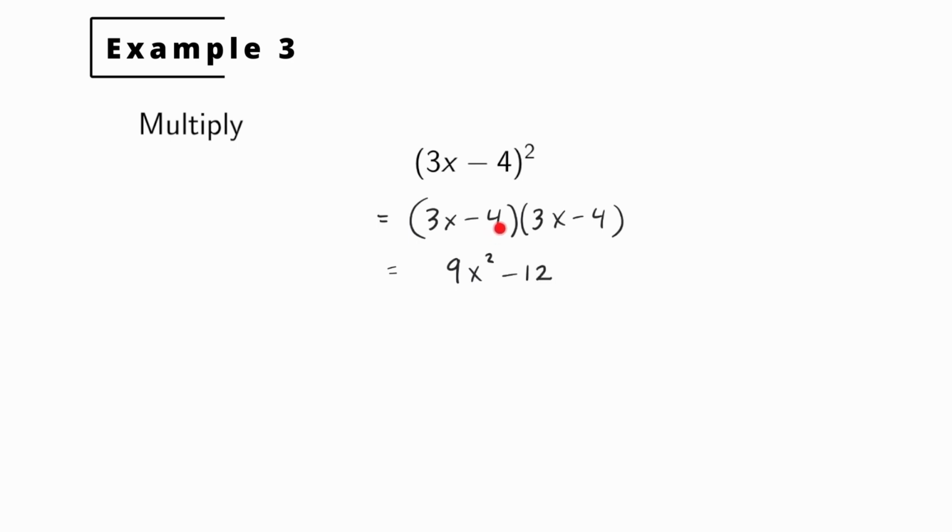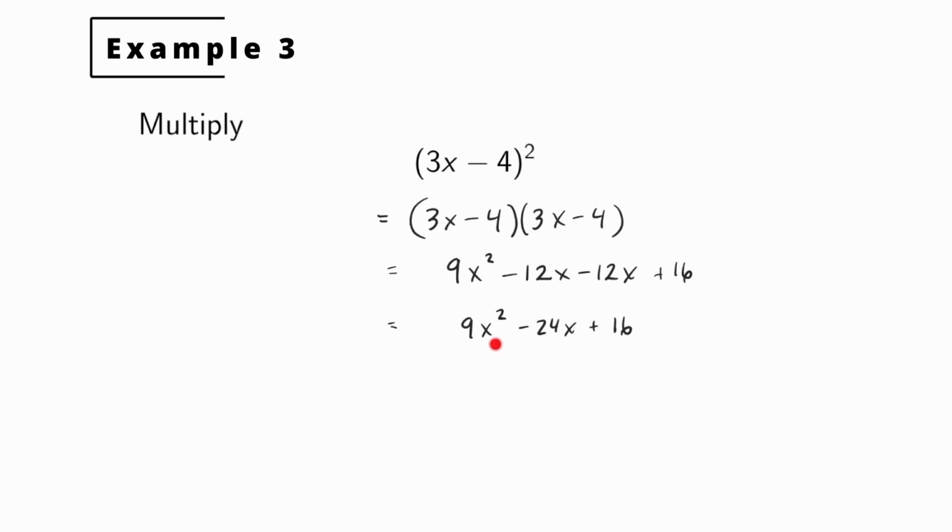And then down here, we have negative 4 times positive 3x, that's also negative 12x. Okay, notice that unlike in the last example, these terms have the same sign and won't cancel out now. And now we have negative 4 times negative 4 for the last. That is positive 16. And so we get 9x squared minus 24x plus 16.